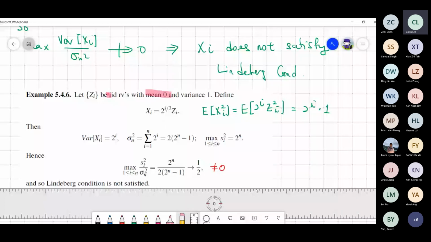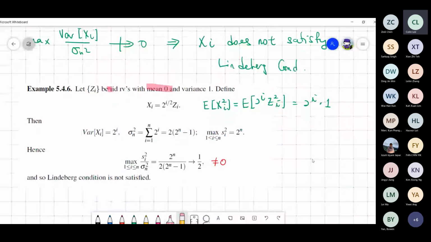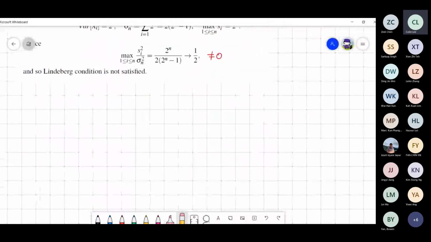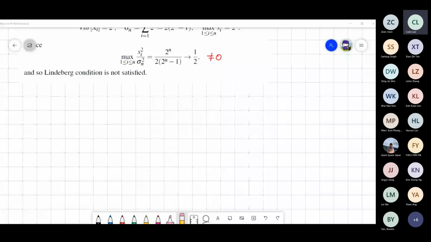Okay. So we have gone through several examples regarding to this Lindeberg condition. Okay. Now we can state this condition here. Okay, we can just directly come to this.